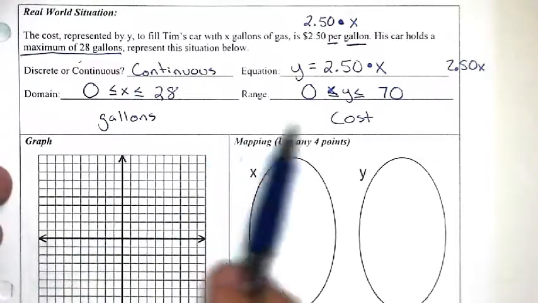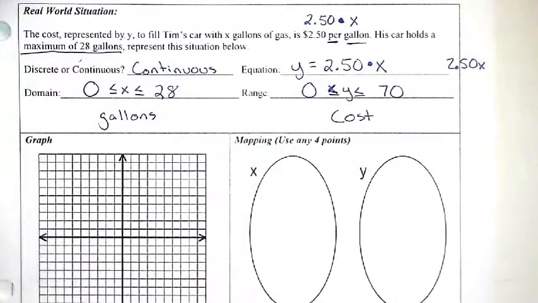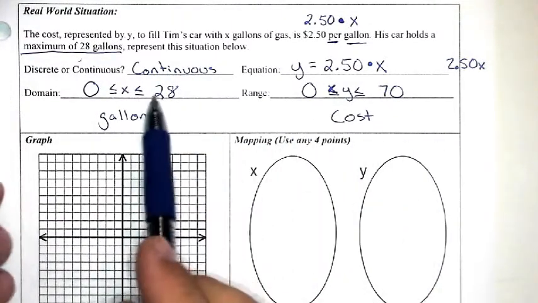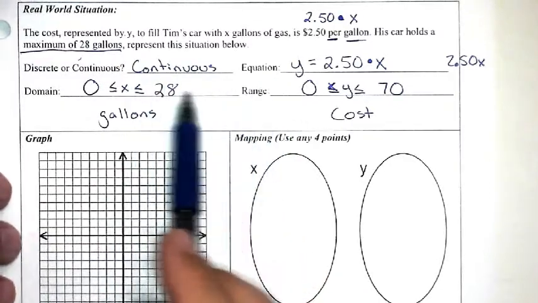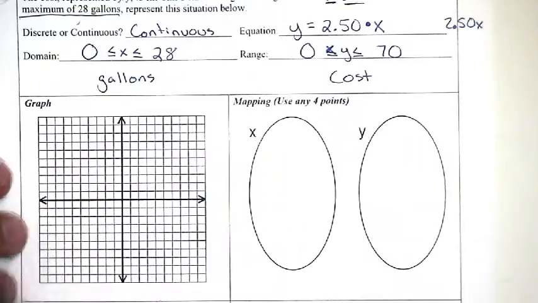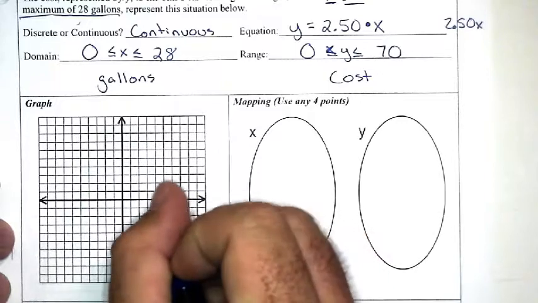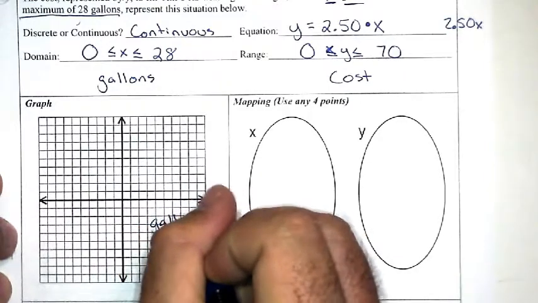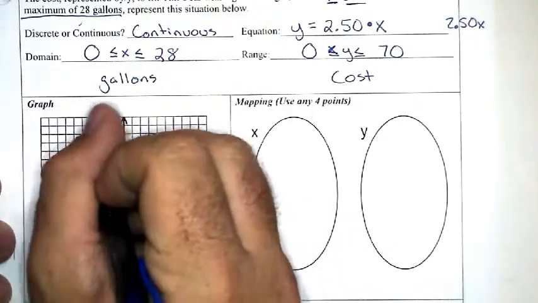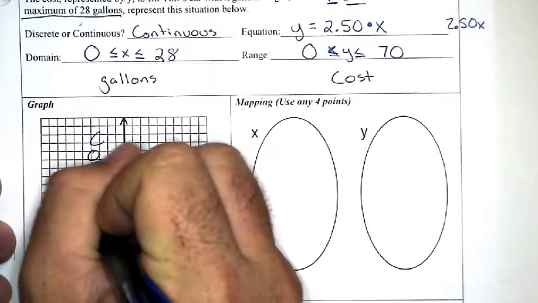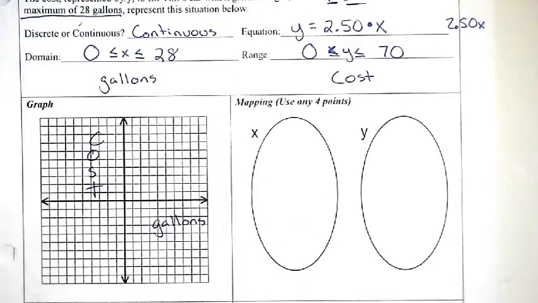So gallons and cost, domain and range. Now I can represent this. I can go from the domain and range to my graph very easily. When you create your graph, I like to keep things as simple as possible, okay? My x values are my gallons. My y values are my cost. That's just me labeling my graph.